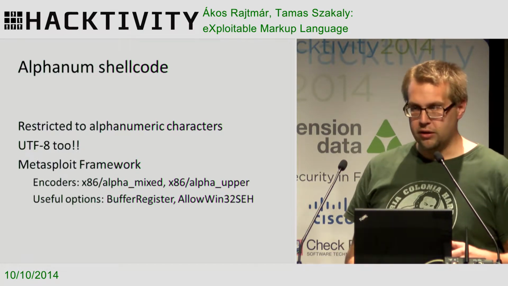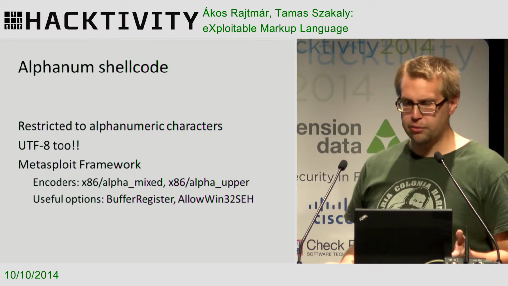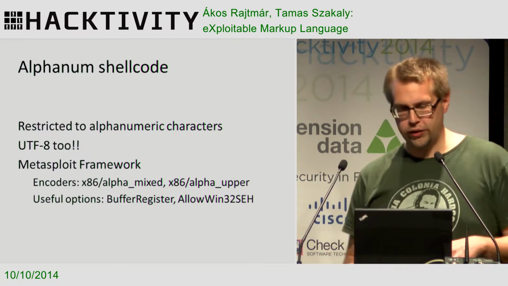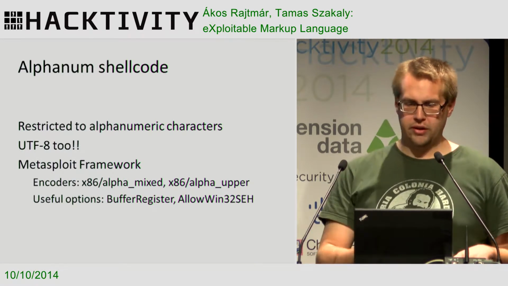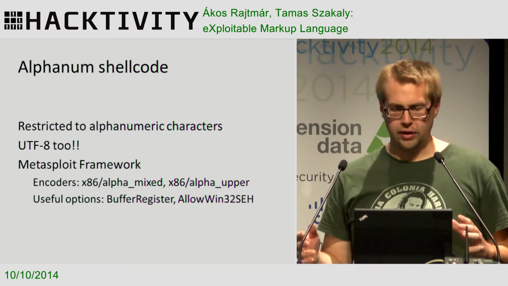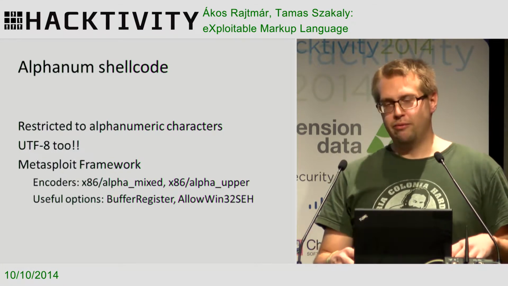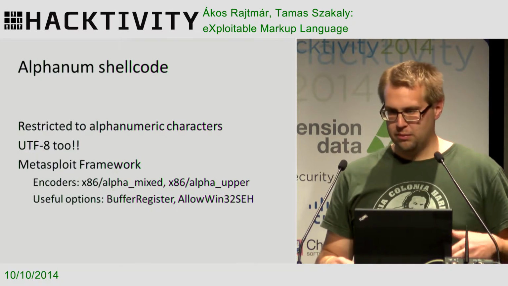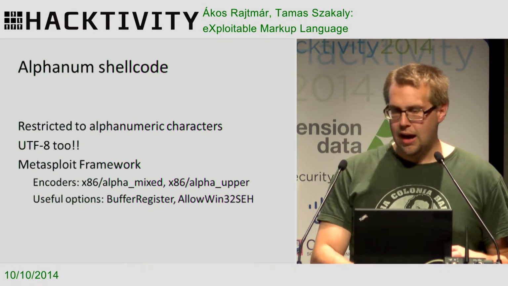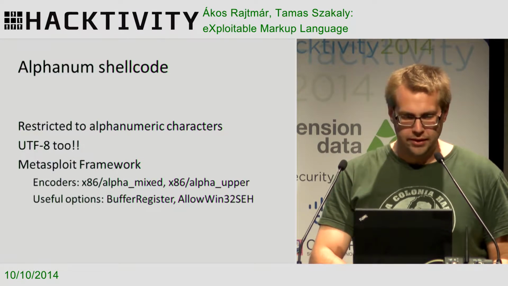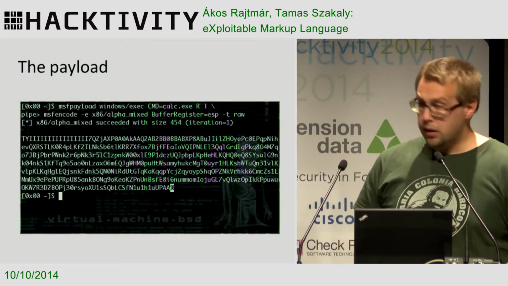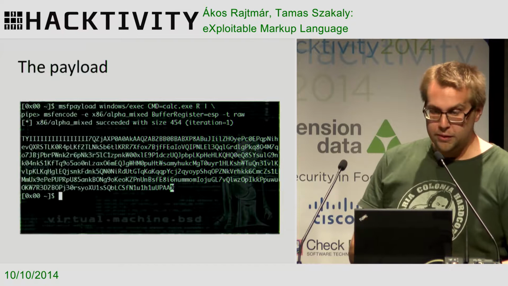In generating the shellcode, Metasploit was of help. There's an alpha mix and alpha upper encoder, and we also have the buffer register and allow Win32 SEH default options that are useful. These allow us to create shellcodes consisting of purely ASCII characters.